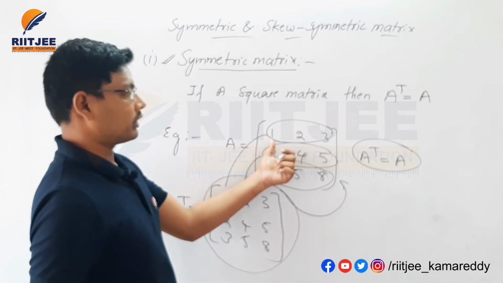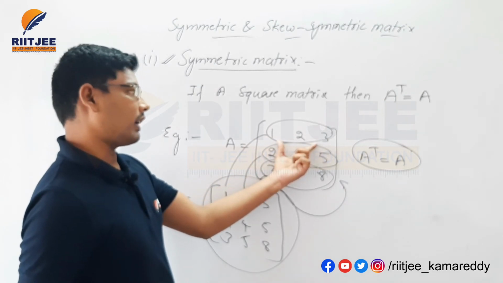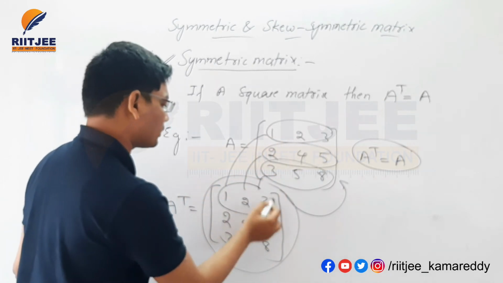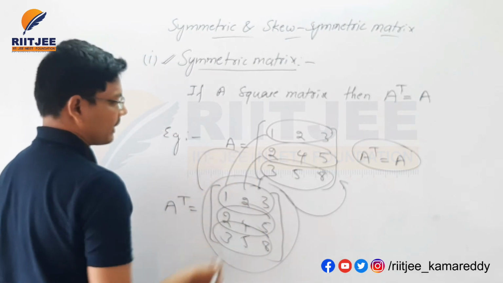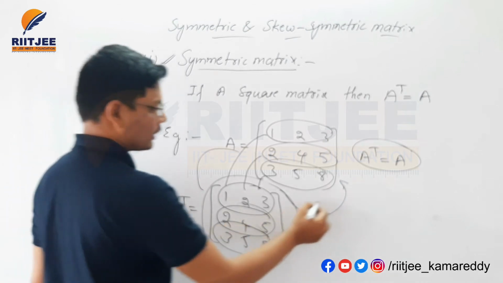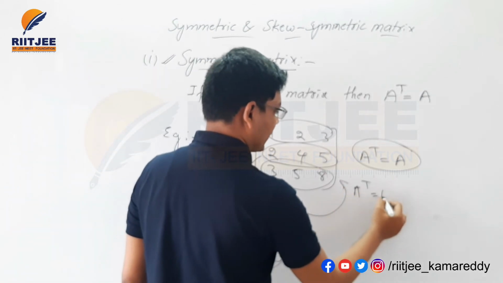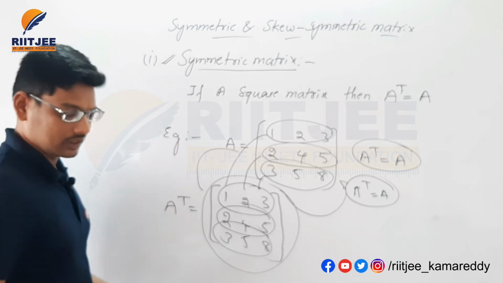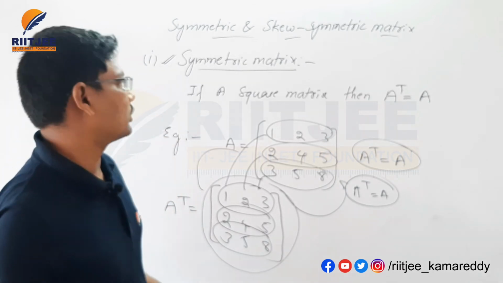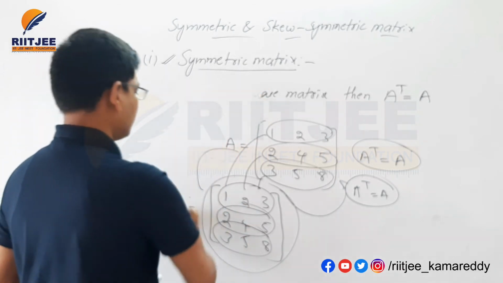Observe clearly: if after changing rows into columns or columns into rows we are getting the same answer, that's why A transpose is equal to A. Then those types of matrices are called symmetric matrices. And the next one is skew symmetric matrix.